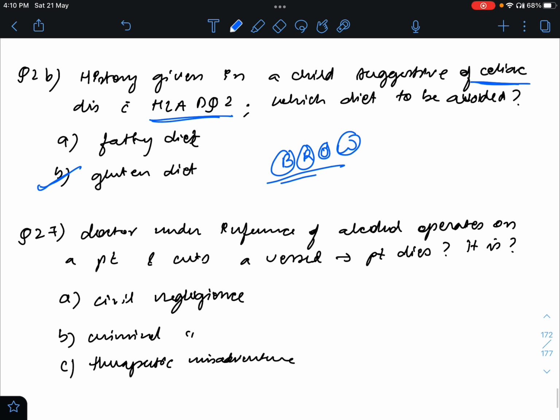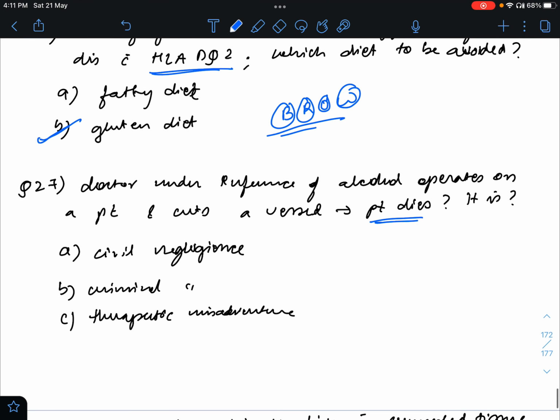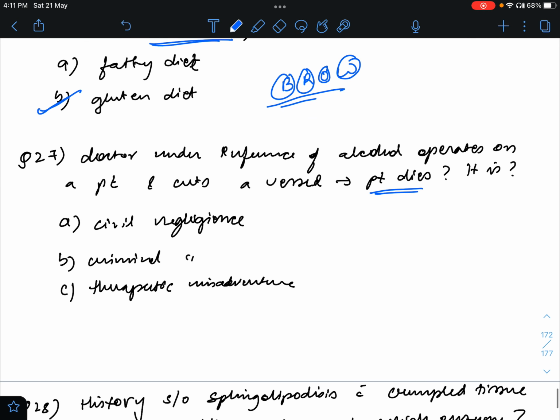Question number 27. A doctor under the influence of alcohol operates on a patient and cuts a major vessel, and there is massive bleeding and the patient dies. Since the doctor was consuming alcohol while on duty and that leads to the death of the patient, this has to be criminal negligence.